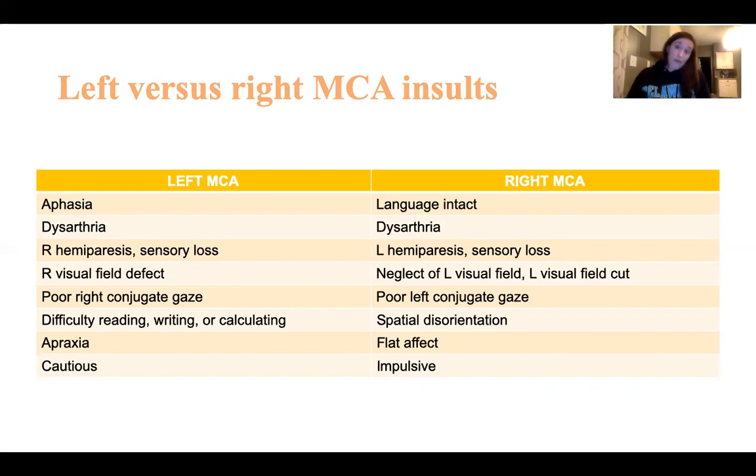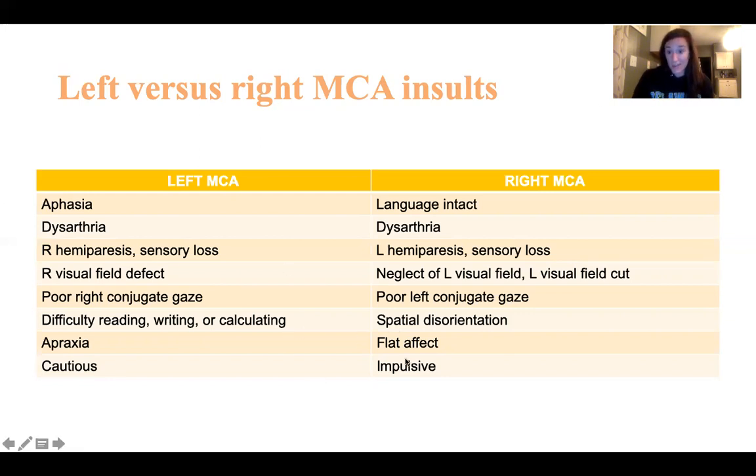Their language is going to be fine, but where these patients really break down, most notably, is where our perceptual zones are. This is our parietal lobe, where we can see all of those different perceptual deficits, and most notably neglect. Neglect is very, very common with right parietal lesions, and typically is not common with left. So those are some big differences between the right and the left MCA.